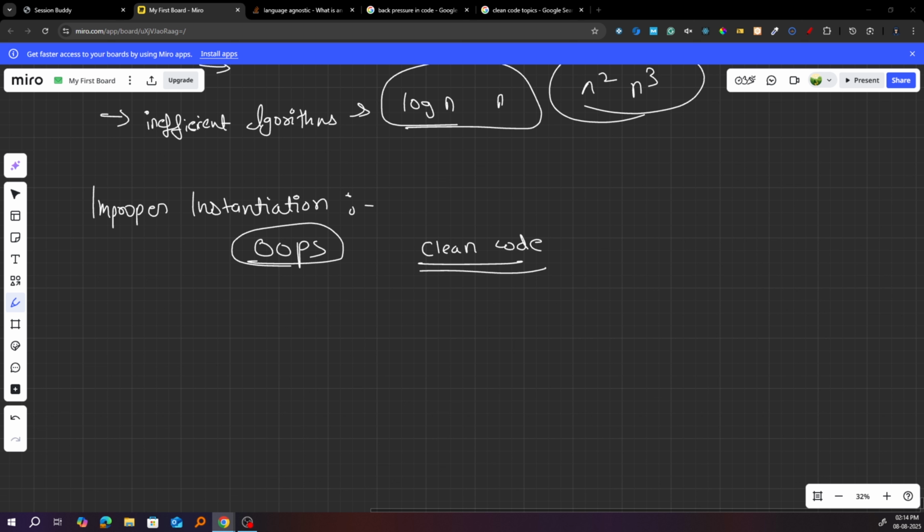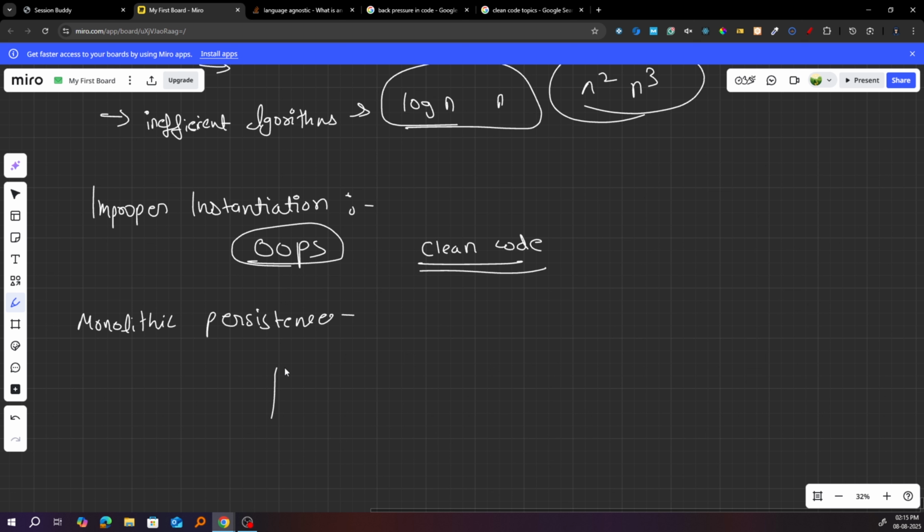Now, what is monolithic persistence? Read the topic. Monolithic persistence refers to the use of a single monolithic database to store all of the data for an application or system. See, monolithic architecture, right? Having everything in a single service. Monolithic persistence refers to a single monolithic database to store all the data for an application or system.